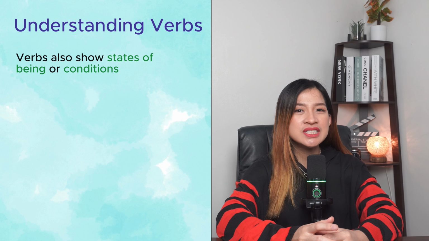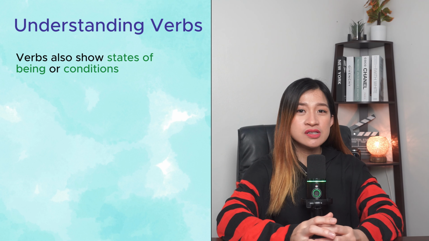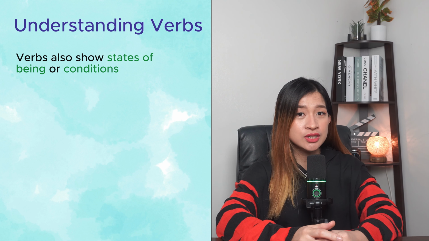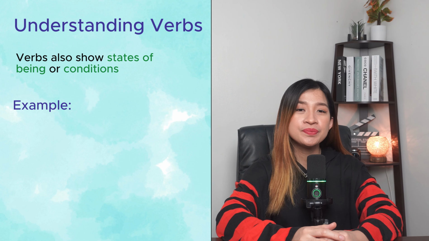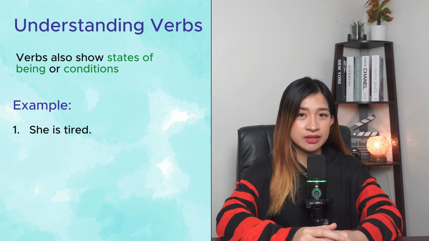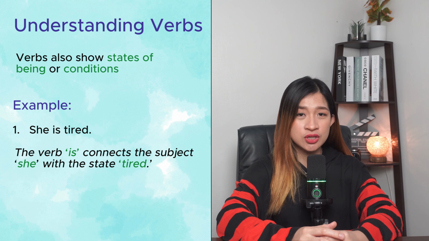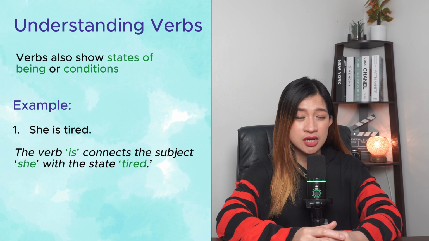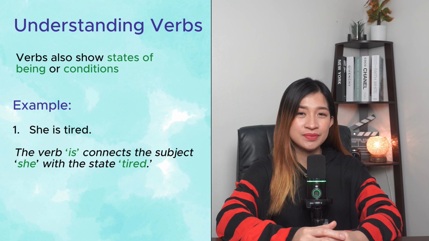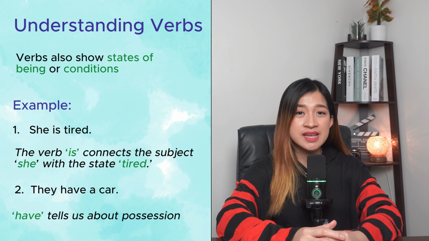But verbs aren't just about actions. They also show states of being or conditions. For example, she is tired. The verb is doesn't show action but connects the subject she with the state tired. They have a car. The verb have tells us about possession. So verbs help convey both actions and states.